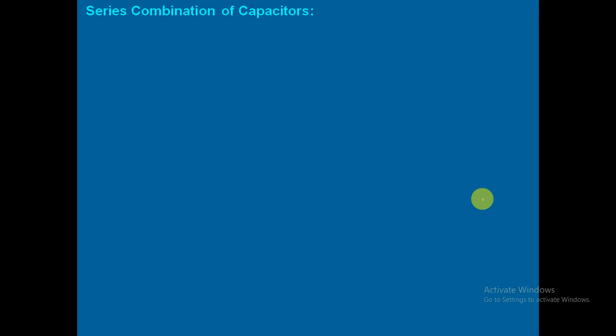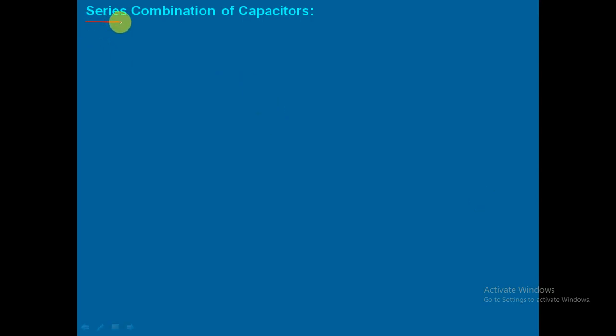Now the next topic is the series combination of capacitors. We already know the series combination of resistors. When two or three resistors are combined in series or in parallel, the net resistance is affected. Similarly, we can combine capacitances in series or in parallel, and we can find the net capacity of the combination. So the first combination we are going to discuss is the series combination.